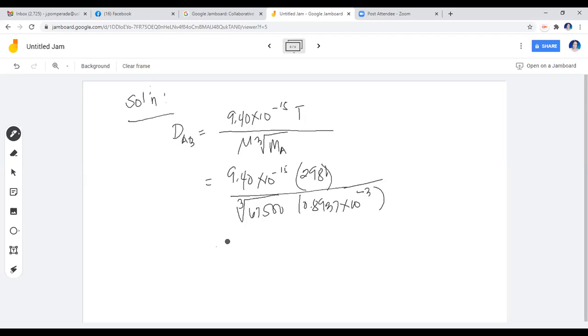Okay, so you will have a DAB value equal to 7.70 times 10 raised to negative 11 meter squared per second. As expected, it will be really deviating from what's in the table because the table value is only 6.81.